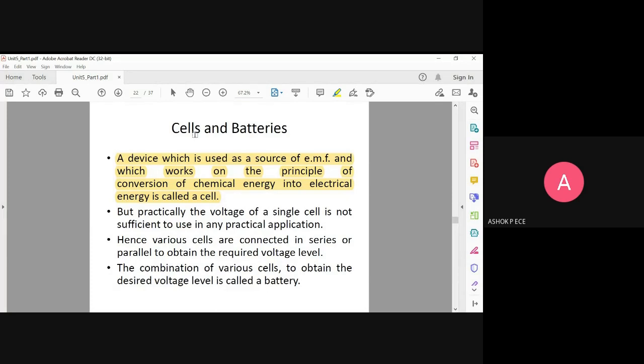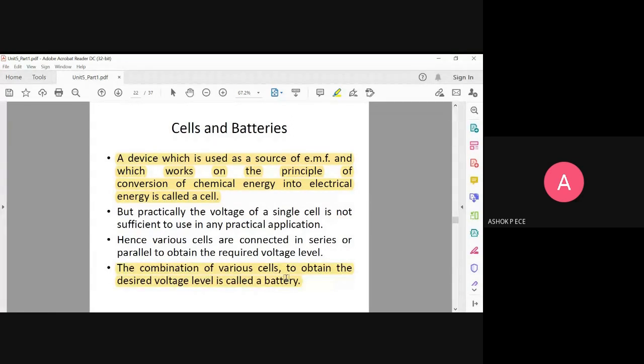Practically, the voltage of a single cell is not sufficient to use in any application. So what we do is connect various cells in series. Series means voltage gets added, so all the voltages will be added, and you'll get a high voltage coming out from the series or parallel combination of cells. When you combine various cells, it is called a battery. The battery is a series or parallel combination of cells.